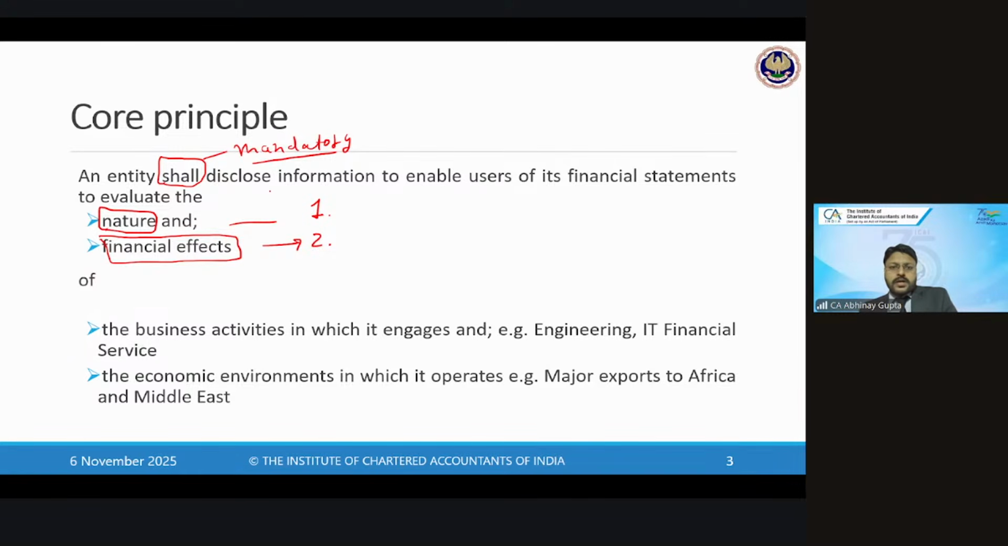Number one, if we are disclosing the segment information, that is, we will break the overall performance of the company into certain segments, right? For example, Reliance Industries. Reliance Industries is operating in multiple segments, right? They are into the oil business, the retail business, the telecom business, and many more other businesses.